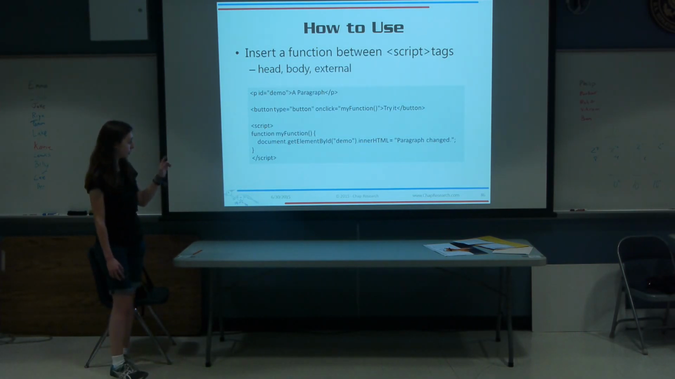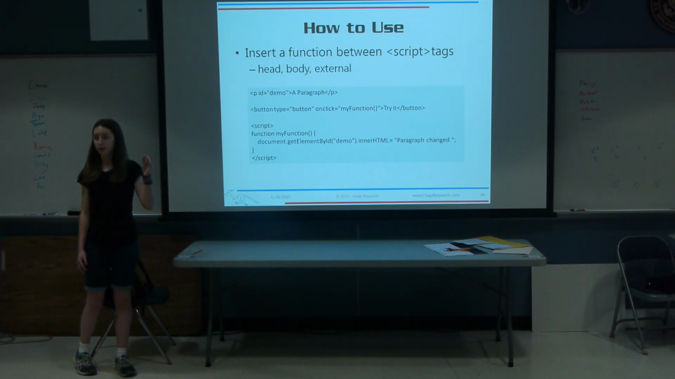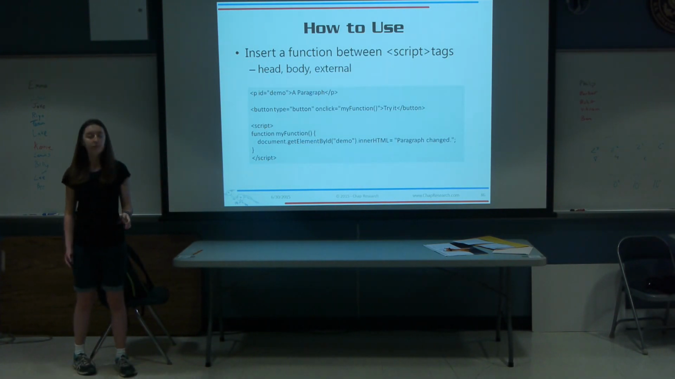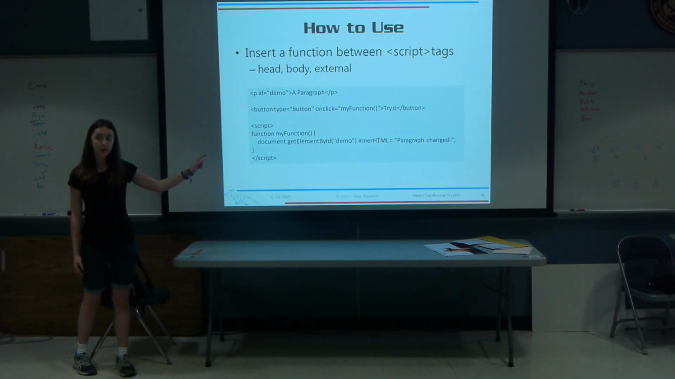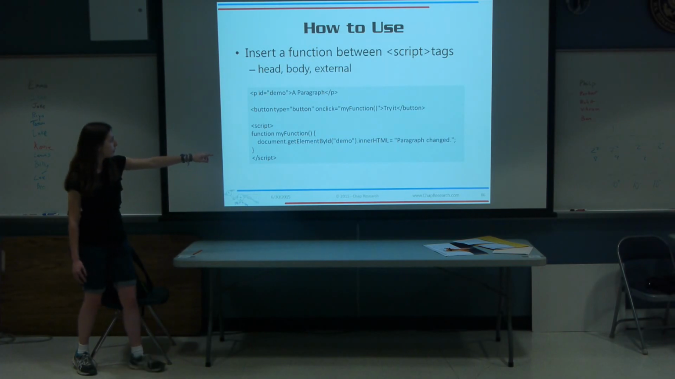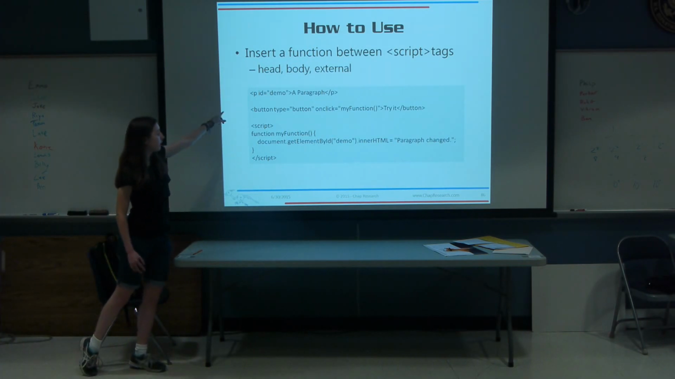So going through it one step at a time, document just refers to the current HTML document that you're working on, and then getElementById, you pass in the ID that you're trying to get an element by, in this case demo. So that will just return to you this paragraph tag up here.